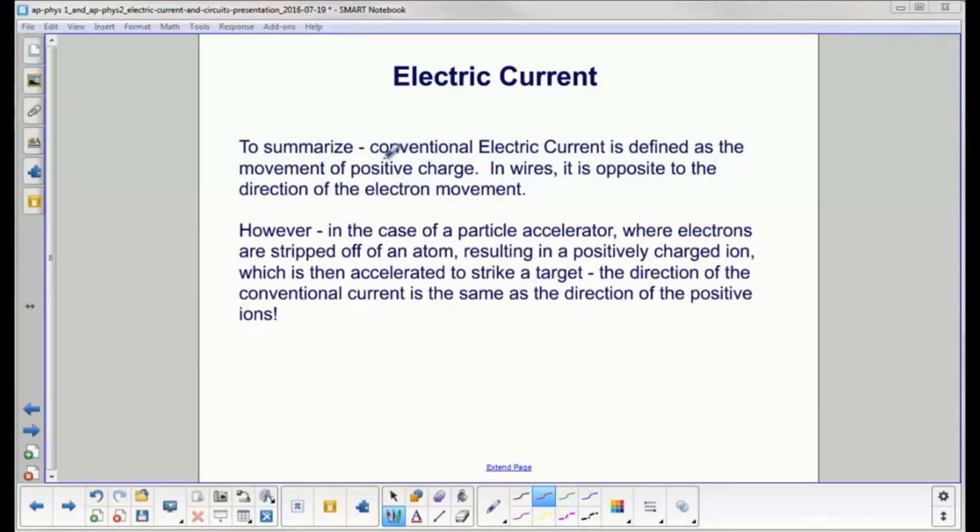Summarizing, conventional electric current is defined as the movement of positive charge. Even when in wires, what's physically happening is electrons are moving in the opposite direction. But if you have a particle accelerator, where the electrons are stripped off of an atom, making it a positive ion, which is then accelerated to strike a target, they do this in nuclear physics and particle physics all the time. The direction of the conventional current is the same as the direction for the positive ions.